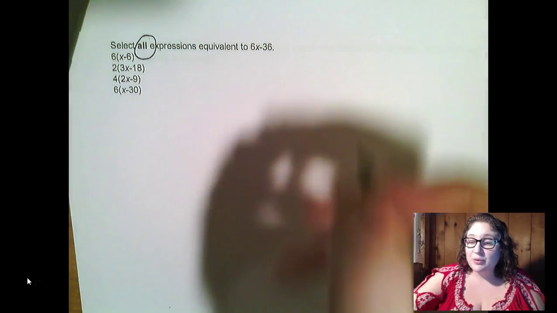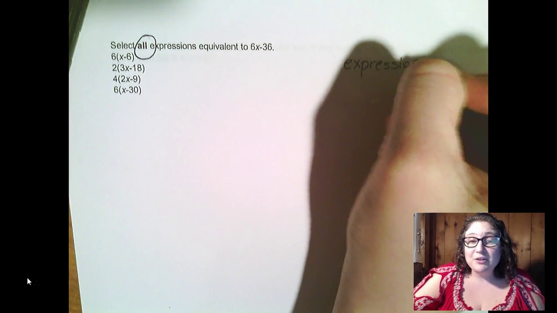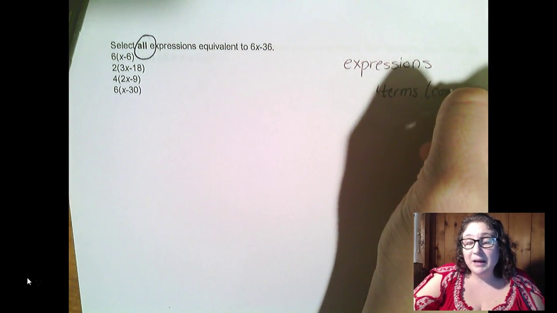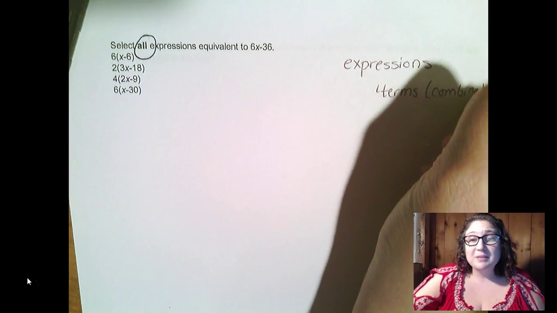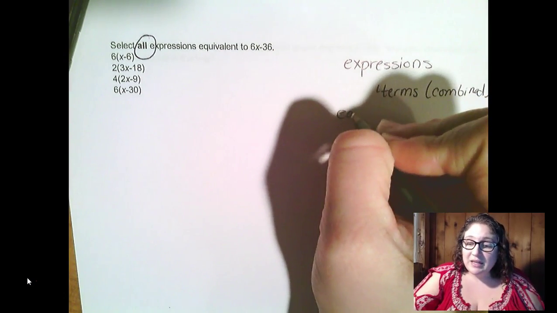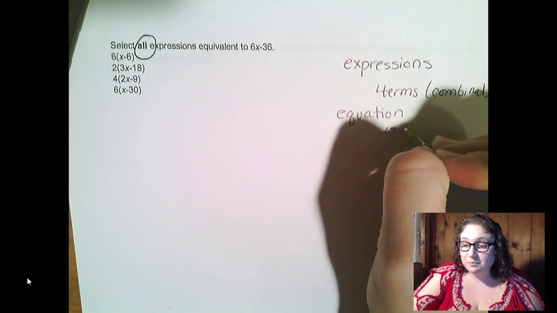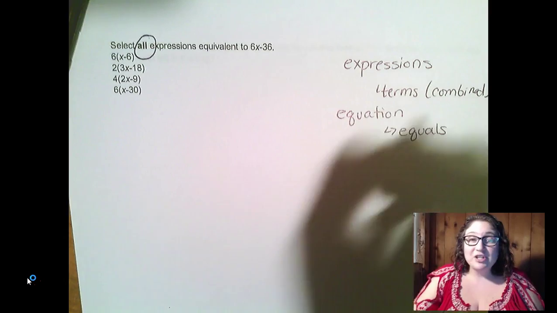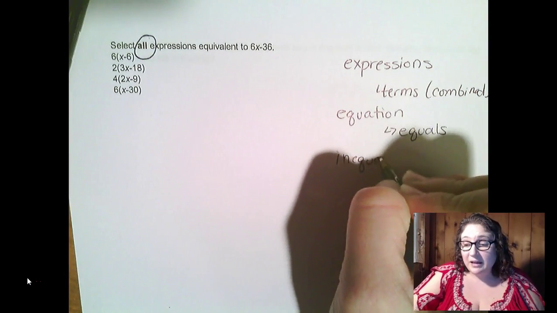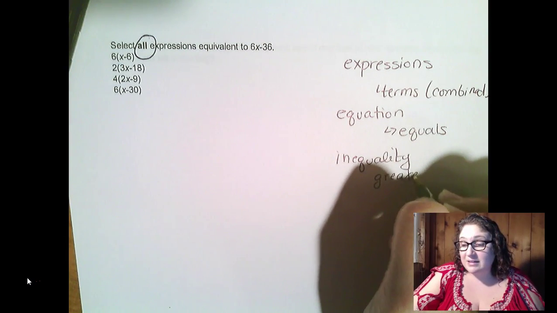Now, just as a side note, expressions have terms, and they can be combined and simplified, but expressions are never equal to anything. Anytime that you see an equal sign, that's when you're going to have an equation. And just as a quick reminder, you also know about something called an inequality. An inequality is things like greater than and less than.